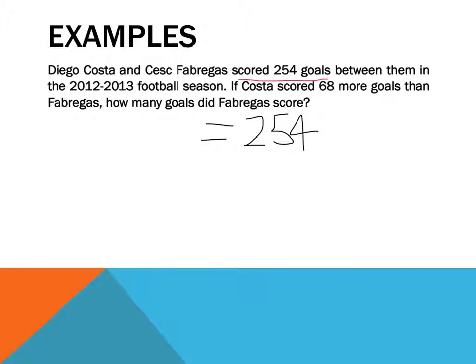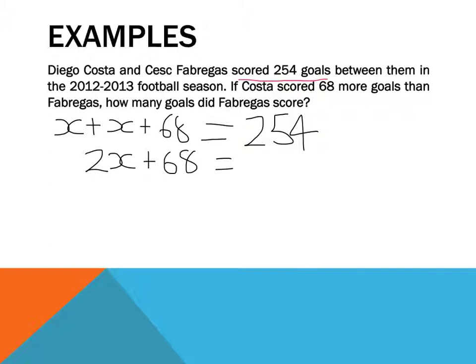Well, I have no idea what Fabregas scored, so I'm going to call Fabregas x. I don't know what Costa scored either, but Diego Costa did score 68 more than Fabregas. So that's Fabregas. Diego Costa is going to be x plus 68 because he scored 68 more. Okay, so that's my equation. That one was a little bit more tricky because there were a lot more words there. So this becomes 2x plus 68 equals 254.